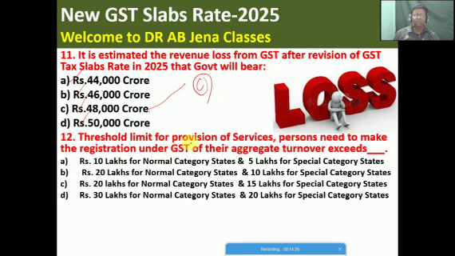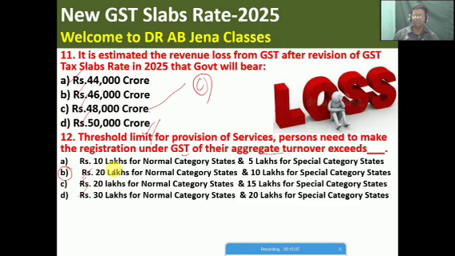Next one, what is the threshold limit of aggregate turnover for persons providing services to make registration under GST? Friends, don't worry, be happy. We will discuss what is meant by threshold limit and aggregate turnover. Is it rupees 10 lakhs for normal category states and 5 lakhs for special category states, or 20 lakhs for normal category states and 10 lakhs for special category states, or C, 20 lakhs for normal category states and 15 lakhs for special category states, or 30 lakhs for normal category states and 20 lakhs for special category states? Your right option is C.